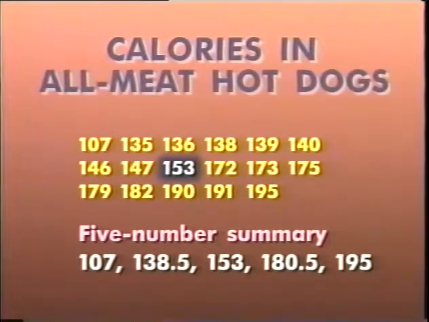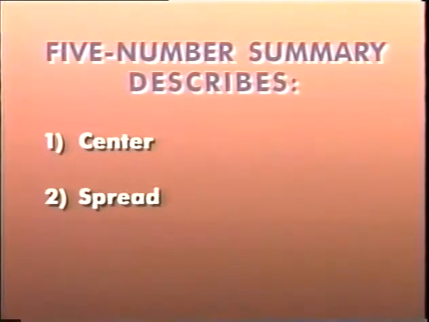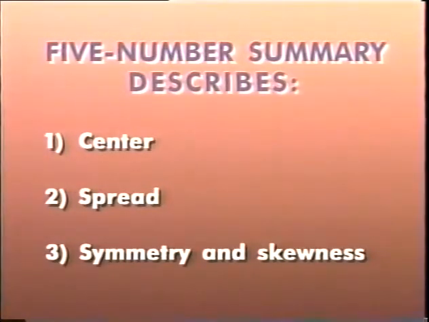The median marks the center. The quartiles catch the central half of the data between them, so the distance between the quartiles indicates the spread of the central part of the distribution. Like the median, the quartiles have the advantage that they are not changed by a few outlying observations. And finally, the 2 extreme values show how far the distribution extends in each direction. So the 5-number summary describes center, spread, and gives an indication of symmetry or skewness. Not bad for 5 numbers.